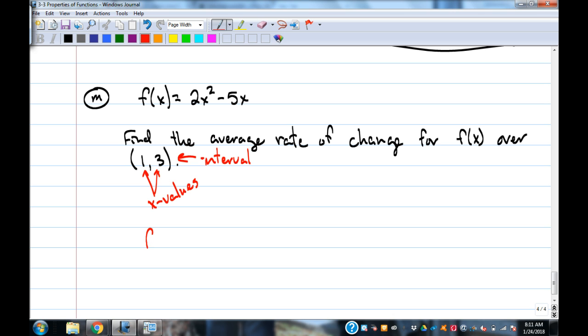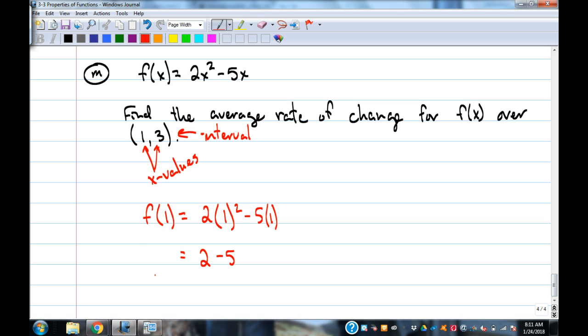Plug them in. You find f of 1 by plugging 1 in for x and working it out. It'd be 2 minus 5, so f of 1 is negative 3. And then we find f of 3. 3 squared, minus 5 times 3. So it'd be 9 times 2 is 18, minus 15 is positive 3.